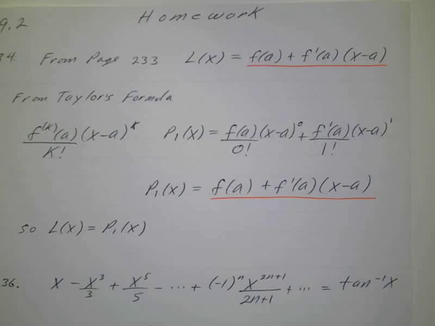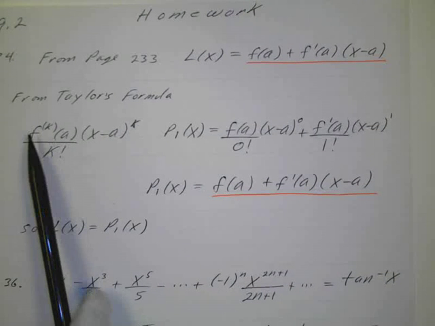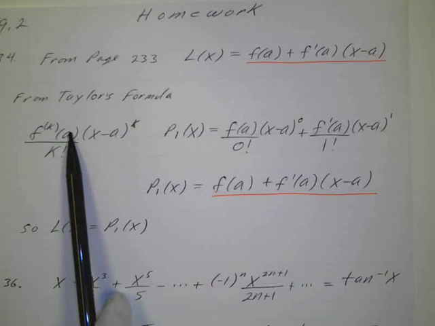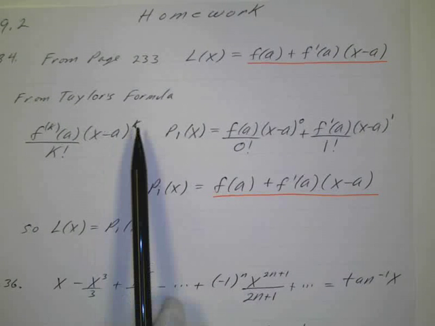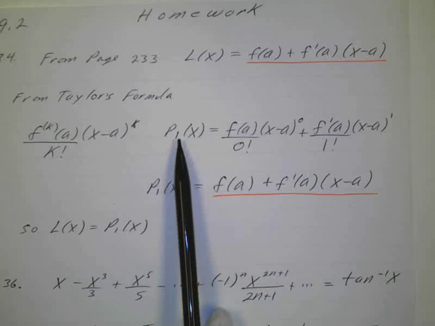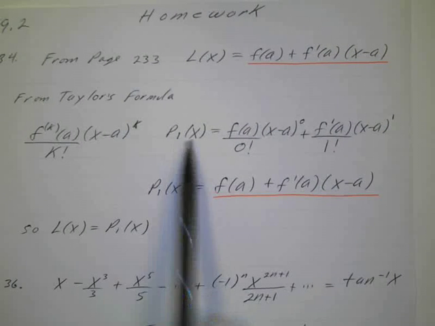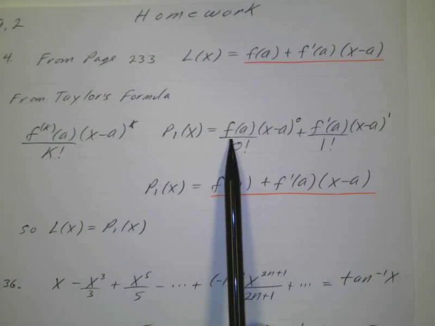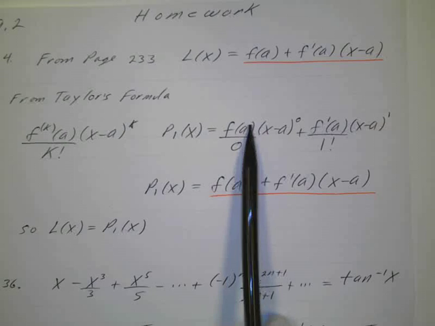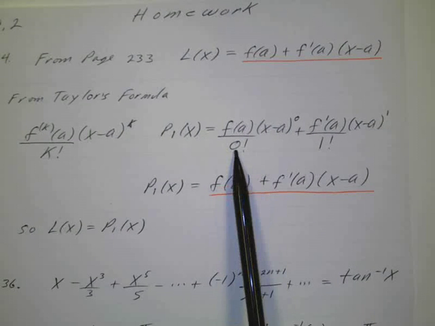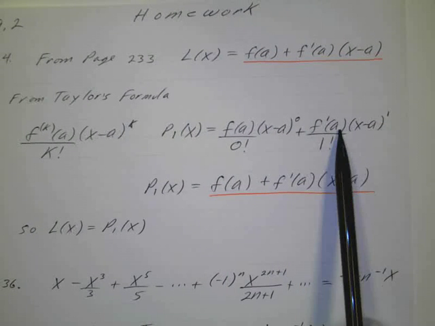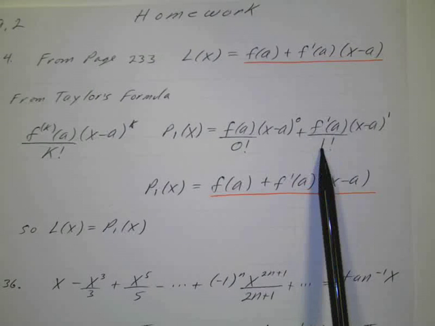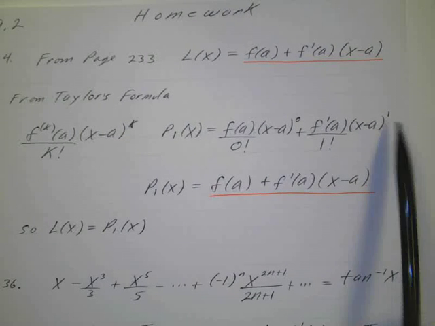That's from chapter 4. Now if we take Taylor's formula, this is f to the k of a, centered at a, all over k factorial times x minus a to the k power. And if I look at the first order Taylor polynomial centered at a, that's just going to be f of a over 0 factorial times x minus a to the 0, plus f prime at a over 1 factorial times x minus a to the first power.